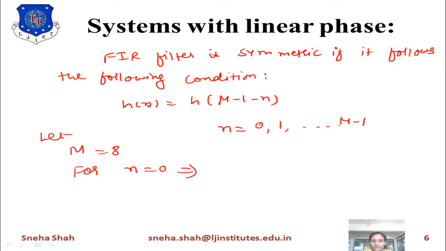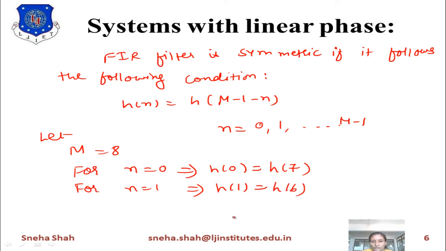So for n equals 0, if I put n equals 0 over here, h of 0 equals h of, and this term is 8 minus 1, which means 7. So h of 7. Similarly, if we find for n equals 1, h of 1 equals h of 8 minus 1 minus 1, which is 8 minus 2, meaning h of 6. So this way we can derive all the terms for the symmetric condition.